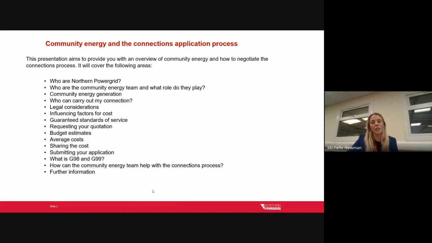The community energy team themselves aren't experts in connections. The connections team are a separate team, but we can provide assistance in helping customers fill in application forms and also bridging the communication gap, because I think that's one of the sticking points: often not being able to speak to the correct person or direct questions to the correct people to get the answers as quickly as you need them. So that's where we can help out with the connections process. So yeah, next slide, please.